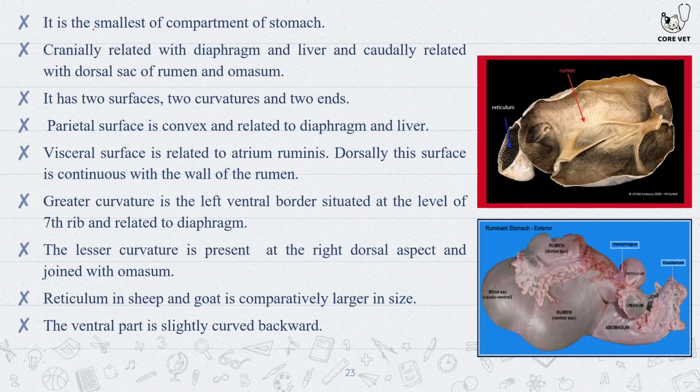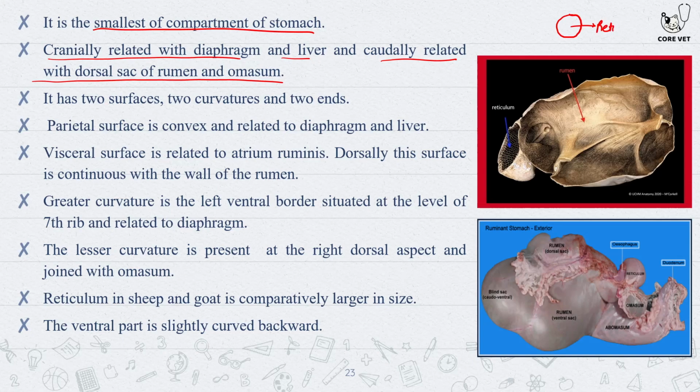Now coming on to the second part of the stomach of the ruminants, which is the reticulum. It is the smallest segment, okay? It is the smallest compartment of all the stomach, cranially related to the diaphragm and liver, and caudally related to the dorsal sac of the rumen and the omasum. How so? If this is your reticulum, cranially it is related to the diaphragm and the liver. So consider this as the cranial aspect.